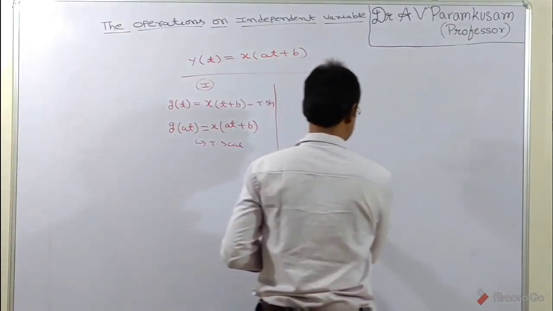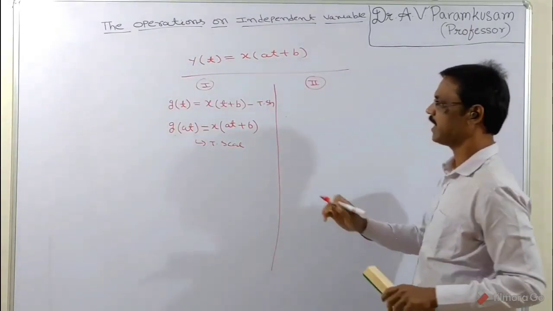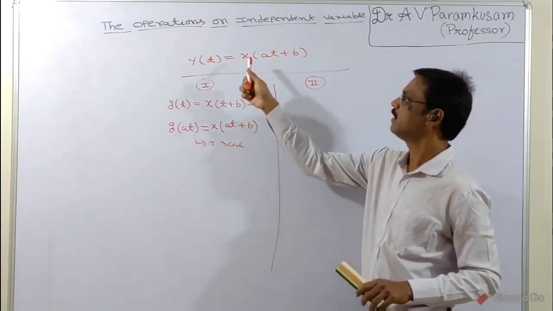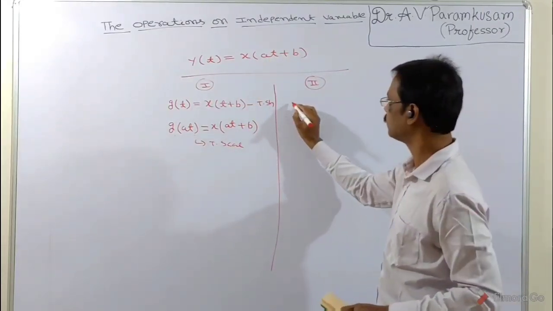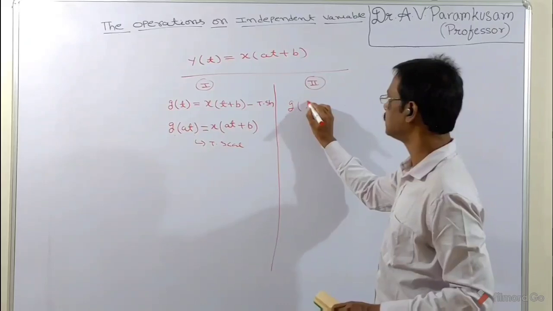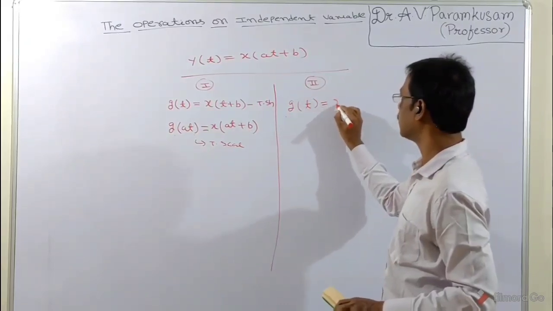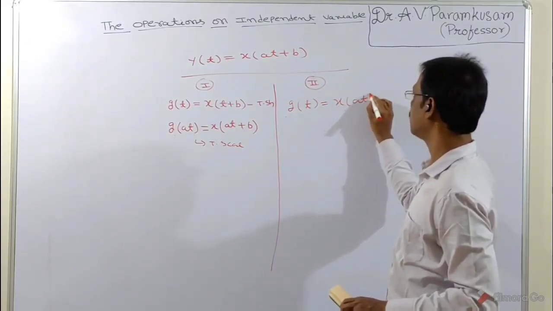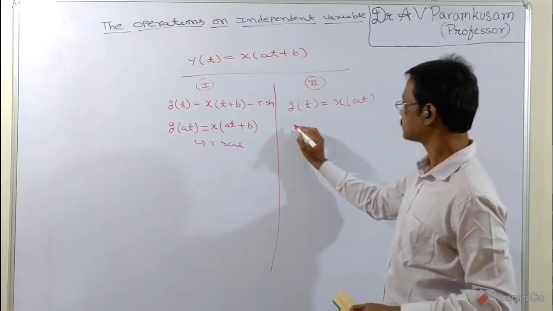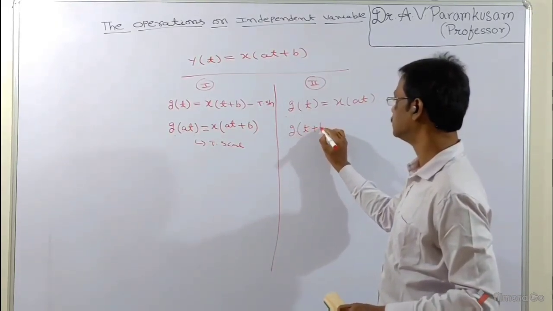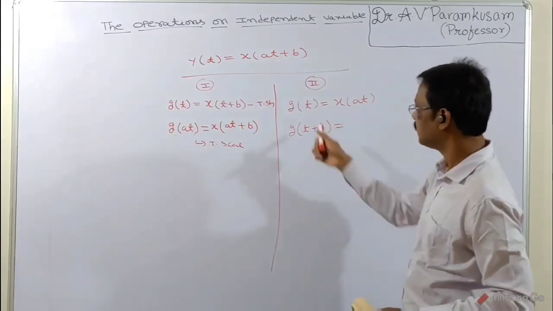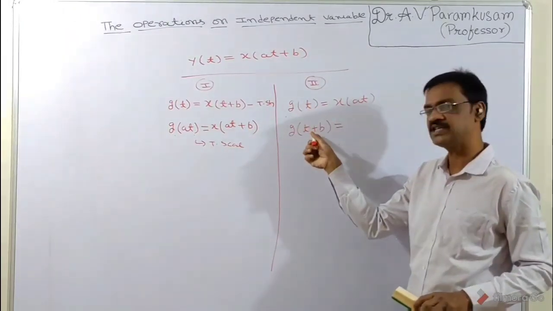Let us discuss the second procedure to obtain x of a t plus b from x of t. First you apply the scaling. First you get an intermediate signal, that is g of t is equal to x of a t. Next, let us find what is g of t plus b. See here, in place of t, t plus b is there, no?